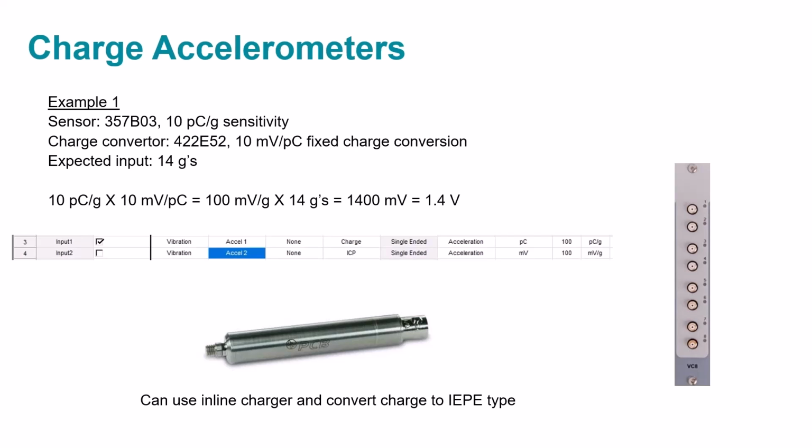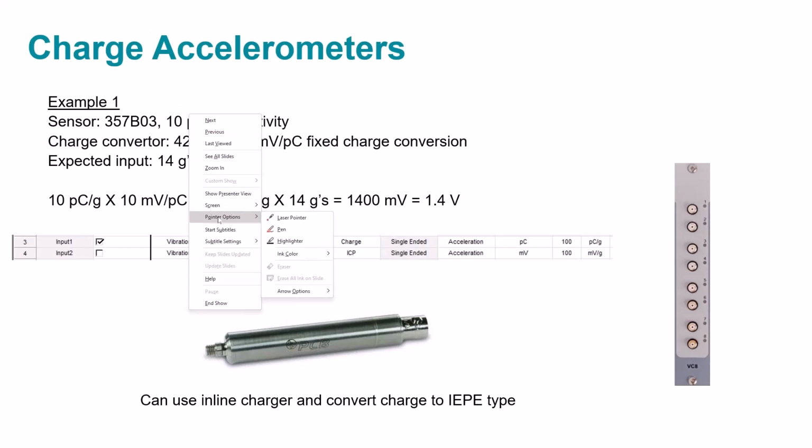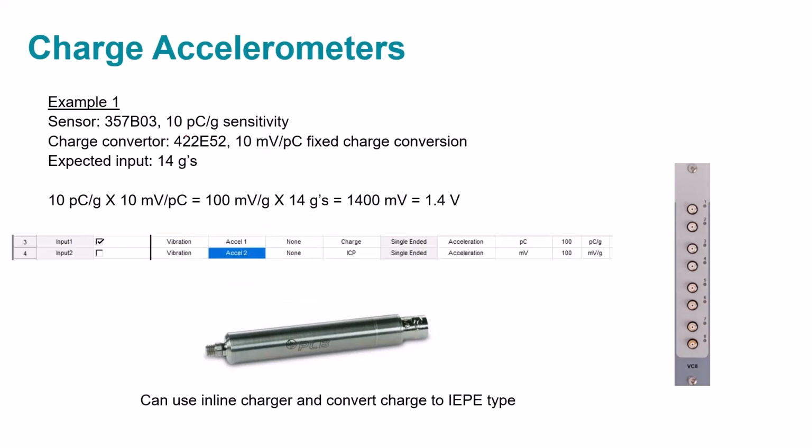So here's an example of how you would find the sensitivity. If you've ever seen an ICP, that regular accelerometer, the common one we were talking about, most of the time the sensitivity is given in millivolts per G. But here you'll notice it's in picocoulombs per G. That's what the sensitivity is for charge.